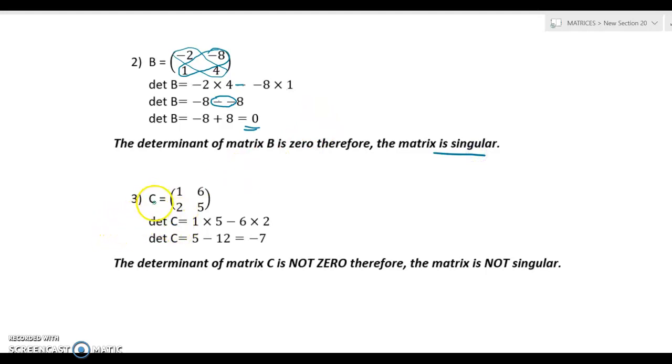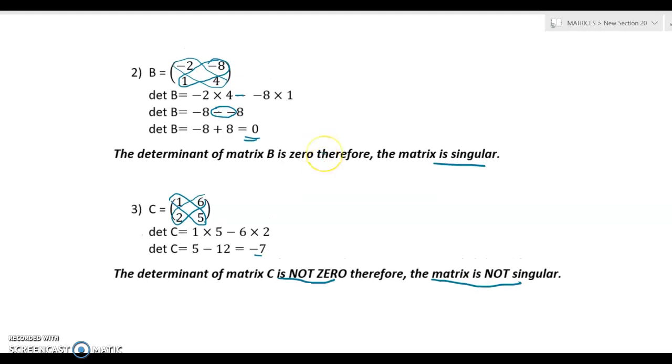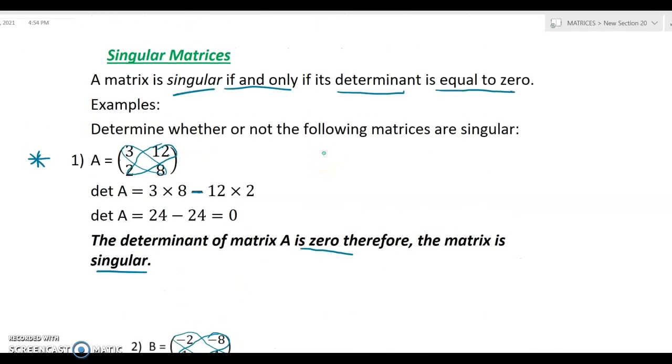Let's look at number 3. Matrix C is 1, 6, 2, 5. The determinant of C is 1 by 5, the product of the first diagonal, take away 6 by 2. And we will get 5, take away 12, which is minus 7. The determinant of matrix C is not 0. Therefore, the matrix is not singular. So, a matrix is singular only if the determinant is equal to 0, right?